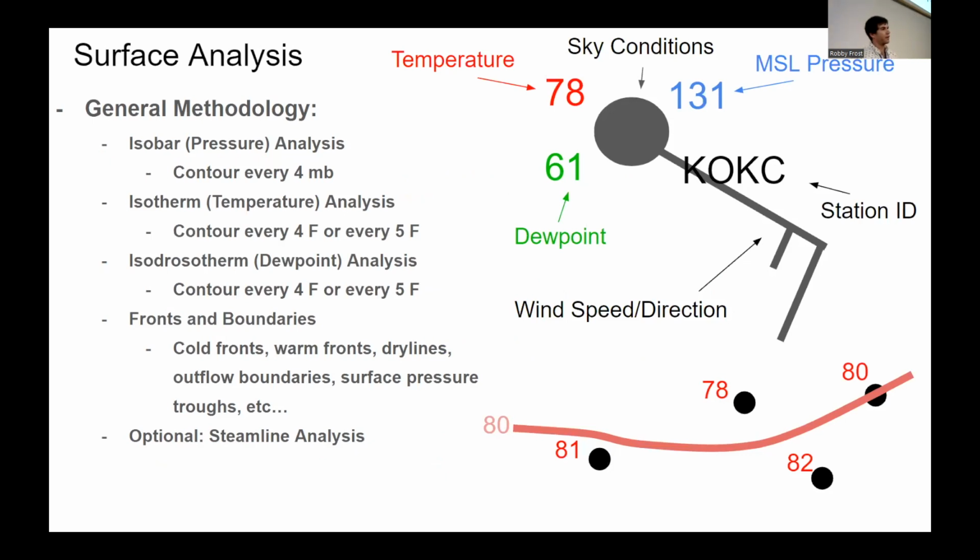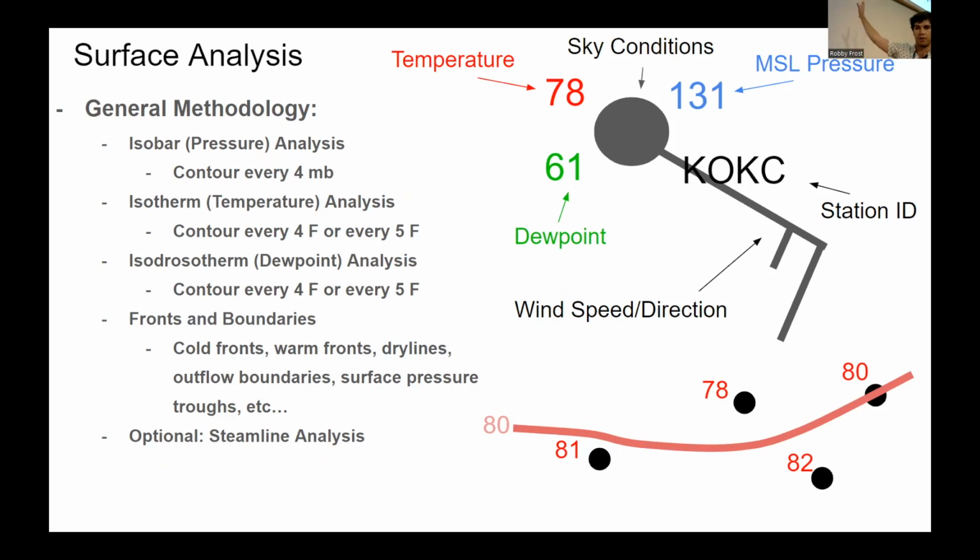So again, this might be a review for a lot of people, but we're just going to cover all of our bases. So we'll take a look at the top right of that screen there, and we're just going to start off by thinking about what does a surface observation tell us? So in the top left, we have our temperature. Bottom right, dew point. In America, it's typically in Fahrenheit, not Celsius.